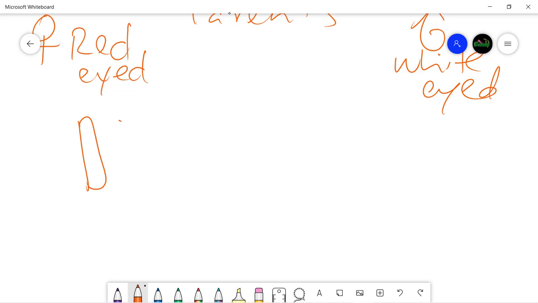So this is a red-eyed female and this is a white-eyed male.